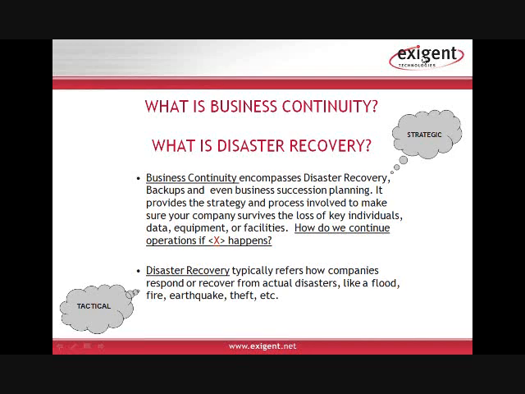Obviously my expertise and Exigent's expertise lies in the IT portion of your business, and that's what we're going to focus on here today. So let's hone in on disaster recovery then. Disaster recovery is exactly what it says. It's how you recover from the disaster. Think about the actual process. It's the response to the event that caused some loss or interruption.